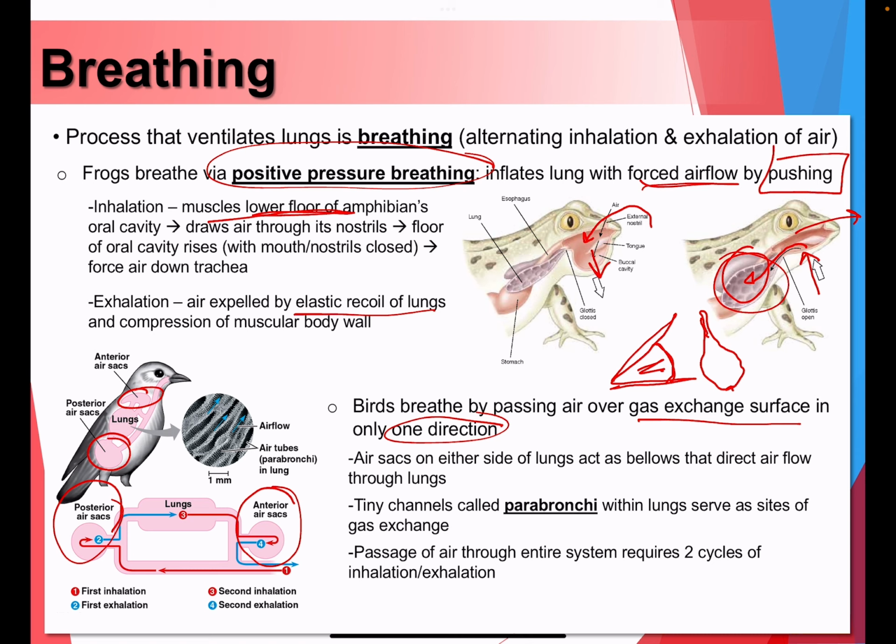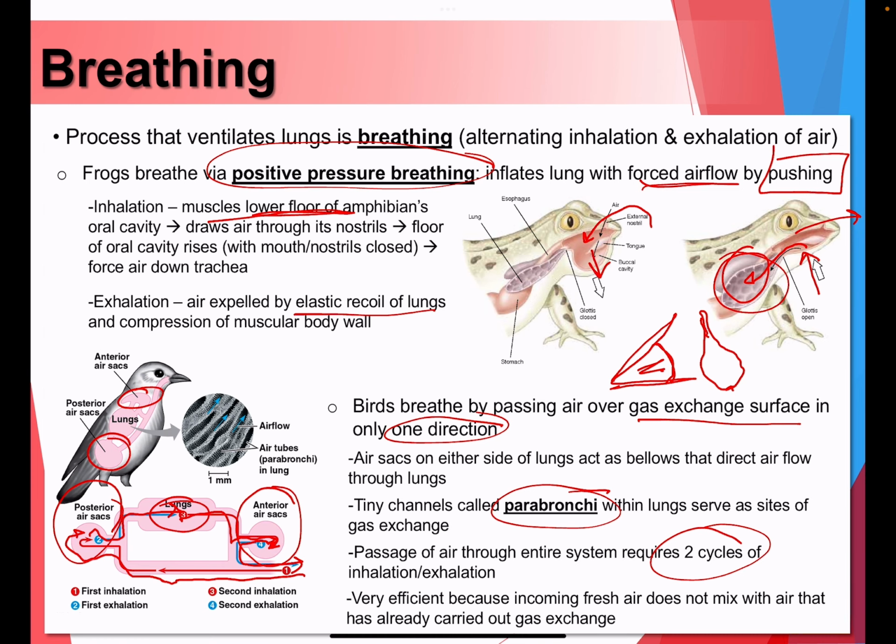Within there are tiny channels called parabronchi that go within the lungs and serve as sites of gas exchange. Air is passed through the entire system over 2 cycles of inhalation and exhalation. The first time around, air will go in through the oral cavity into the posterior air sacs, and then is exhaled from the posterior air sacs into the lungs. Then, during the second inhalation, the oxygenated air will go from the lungs towards the anterior air sac and then be breathed out as deoxygenated air through the mouth cavity, which is why it takes 2 cycles of inhalation and exhalation to complete the whole process.